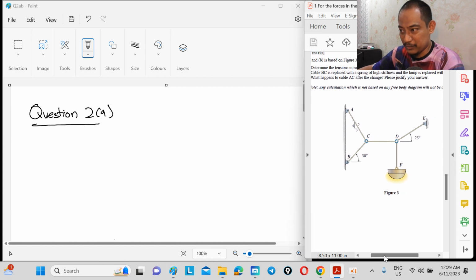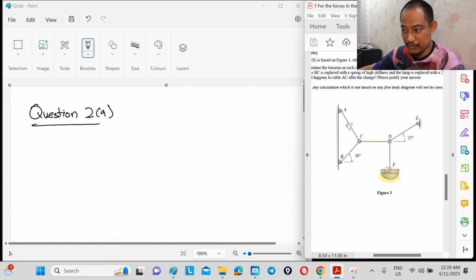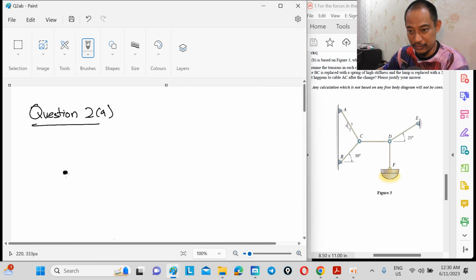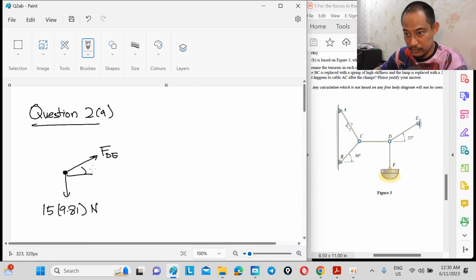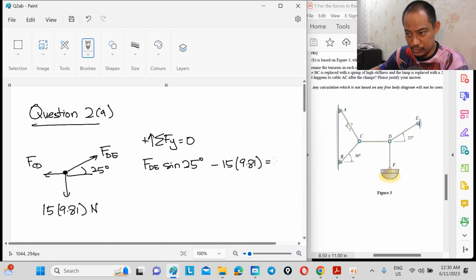The system cable suspends 15 kilogram. So the information that we have is the lamp is 15 kilogram. So we start at point D, because that's where we have the value, right? So here we have 15 times 9.81 Newton, and then we have FDE with the angle of 25 degrees, and we have FCD, right? So if you do summation of Fy equal to 0, taking upwards as positive, FDE sine 25 degrees minus 15 times 9.81 should equal 0.